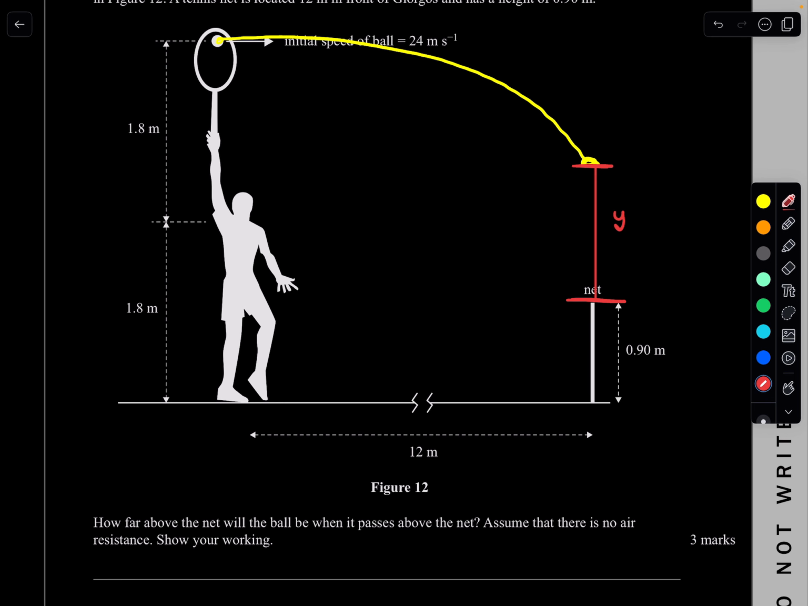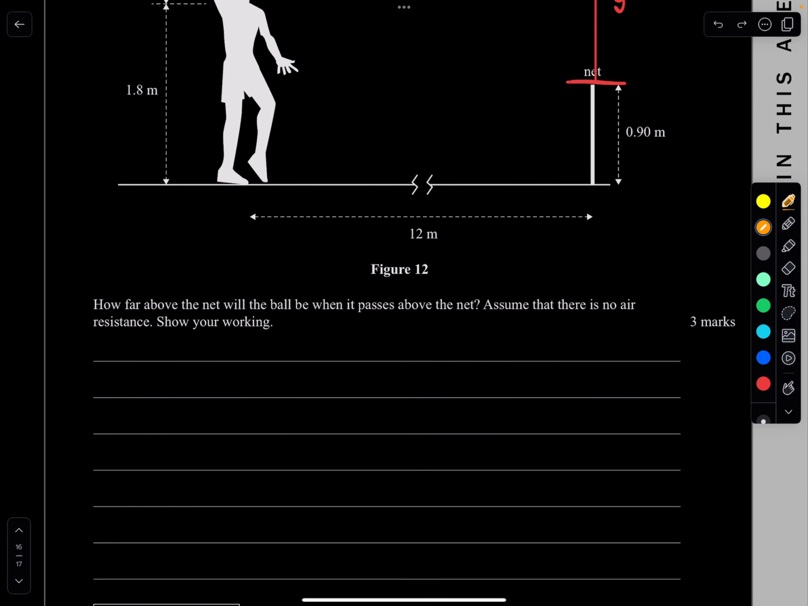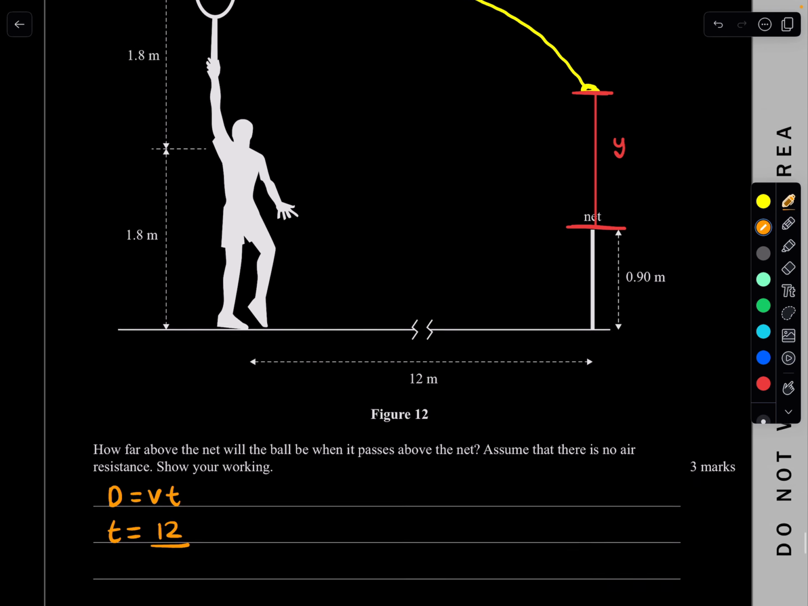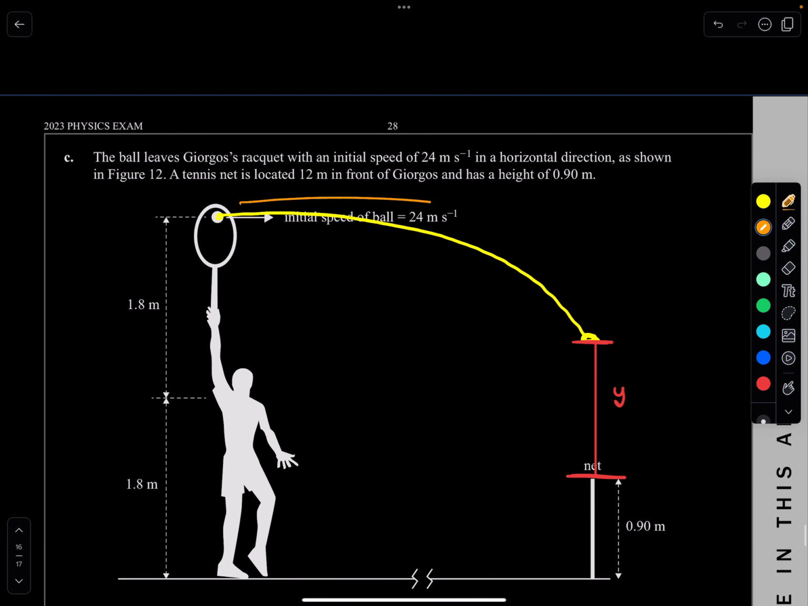So, all right. We're given the horizontal velocity, and we're also given the horizontal displacement. What do we know? Because the horizontal velocity is constant, we can easily calculate time, because distance is velocity times time. So the time it takes is your distance, which is 12, over your velocity, which is 24, which is 0.5 seconds. It basically takes 0.5 seconds to go from here to here. Done. We've got the first point.